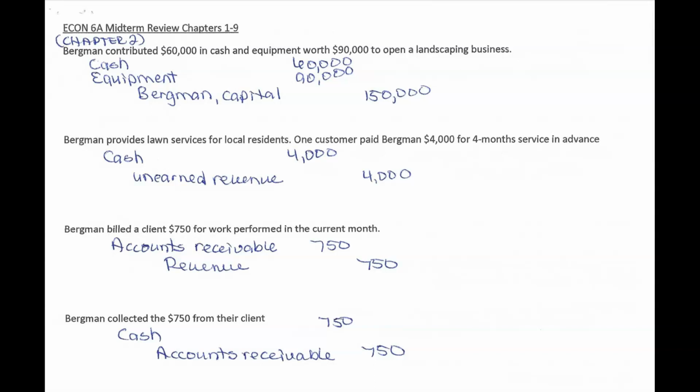went over. Okay, so the first one says, Bergman contributed $60,000 in cash and equipment worth $90,000 to open a landscaping business. So Bergman is starting a landscaping business and investing money and equipment into the company. Debit cash $60,000 to recognize the $60,000 cash that he's investing. Debit equipment to get the equipment on the books at $90,000. Then you will credit Bergman, capital for $150,000 to give him credit for the $150,000 contribution that he made.